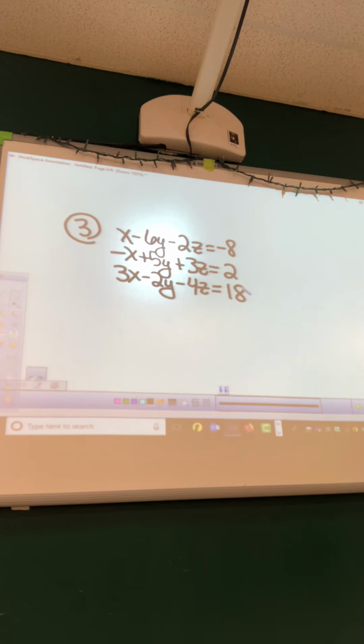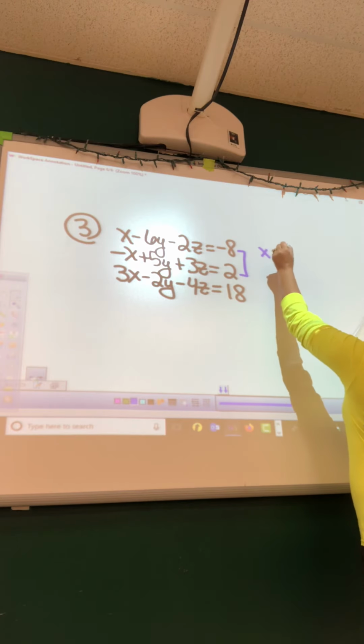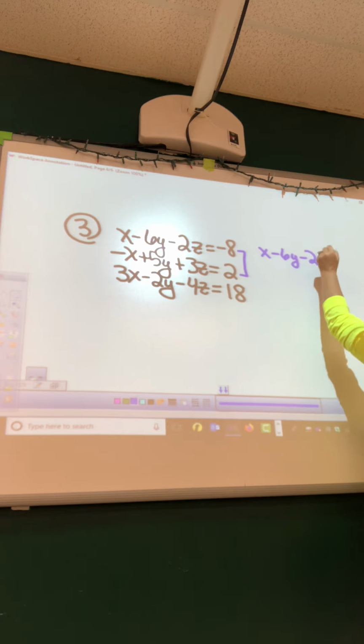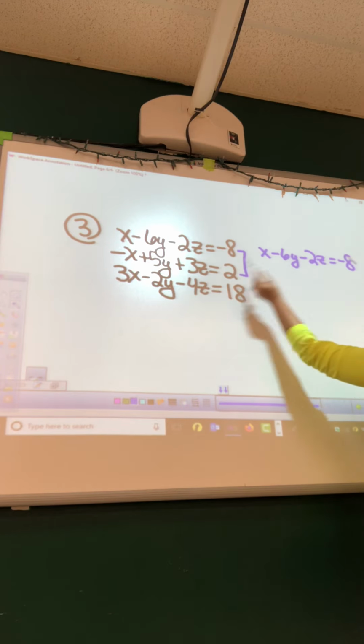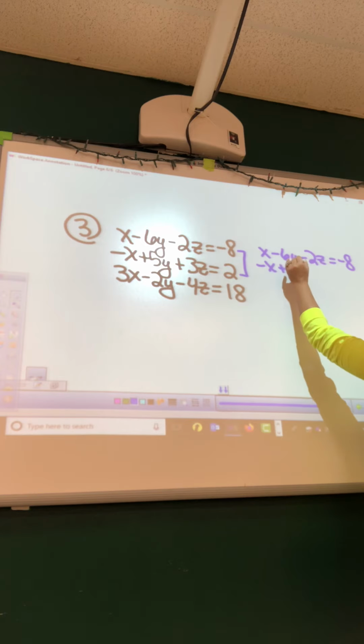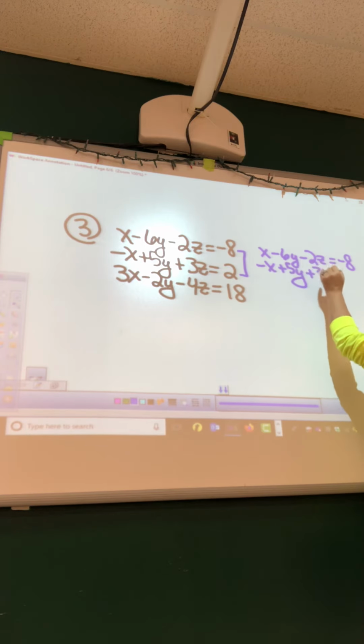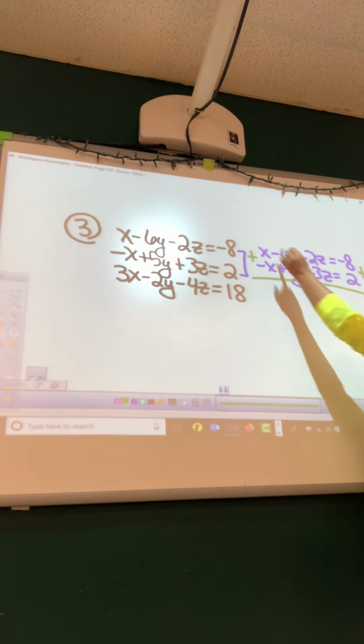X, I want to eliminate X. I can look at which two together and eliminate X right away. The top two. So I'm going to go ahead and look at these two right there. I'm going to write them off to the side so we keep our work all nice and neat. So X minus the 6Y is staying the same. My negative X plus 5Y staying the same. We're ready to add them together because they are already positive, negative. X's cancel. I like it.